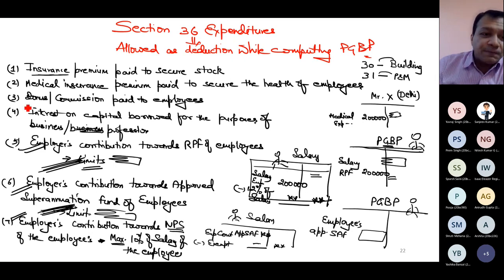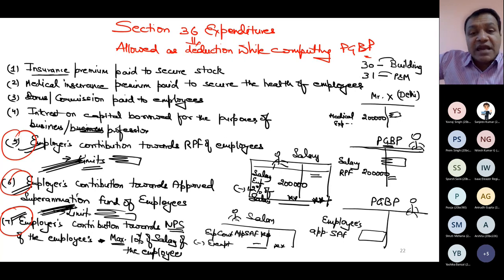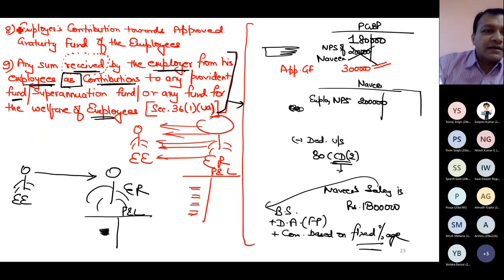Now these are technical. 5, 6, 7. Employers' contribution towards RPF of employees, employers' contribution towards approved superannuation fund of employees, employers' contribution towards NPS of the employees, maximum till 10% of salary of the employees. These are technical. 8, 9th also.